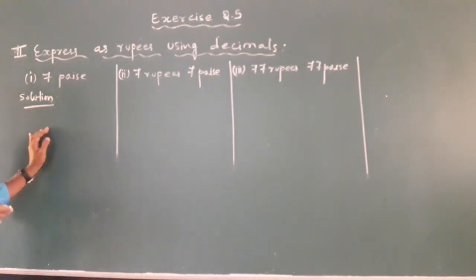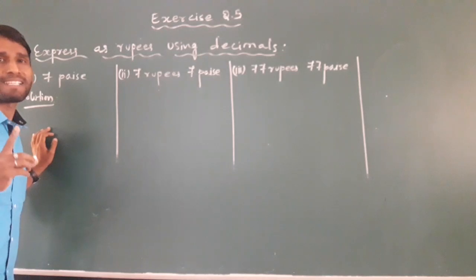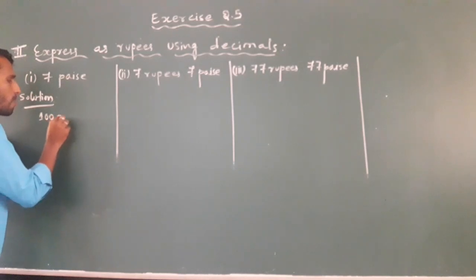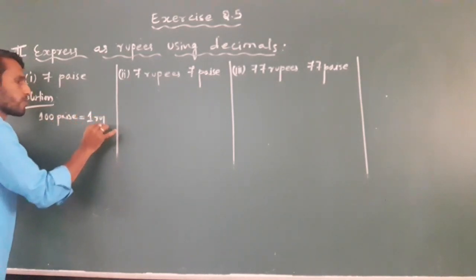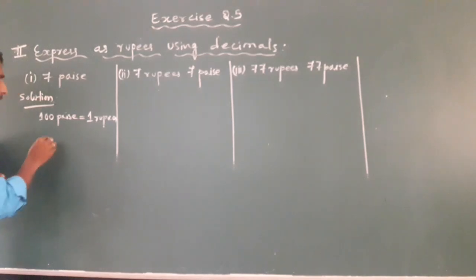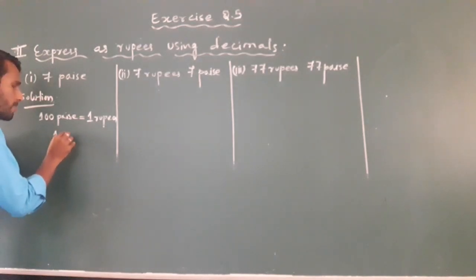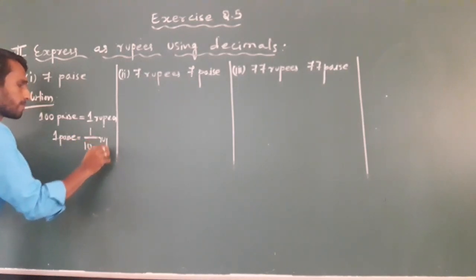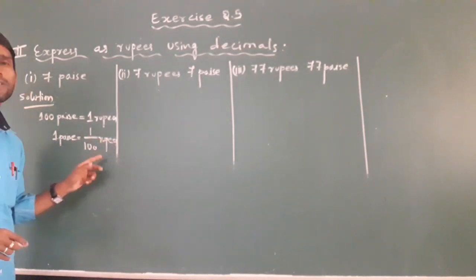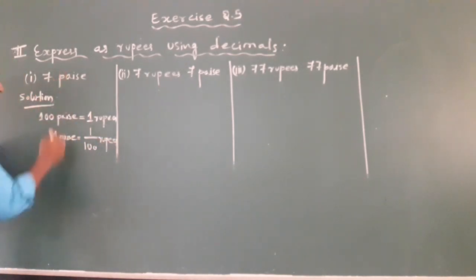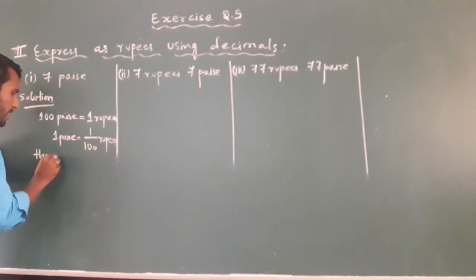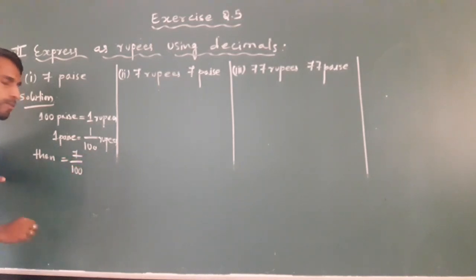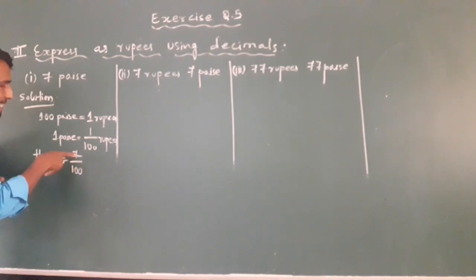Dear students, as you know, for 1 rupee, how many paise? For 1 rupee, 100 paise. 100 paise is equal to 1 rupee. Now we can say that 1 paisa is equal to 1 by 100 rupee. Now here we have 7 paise. Then we can say that it is 7 by 100. Out of 100, here 7 paise.